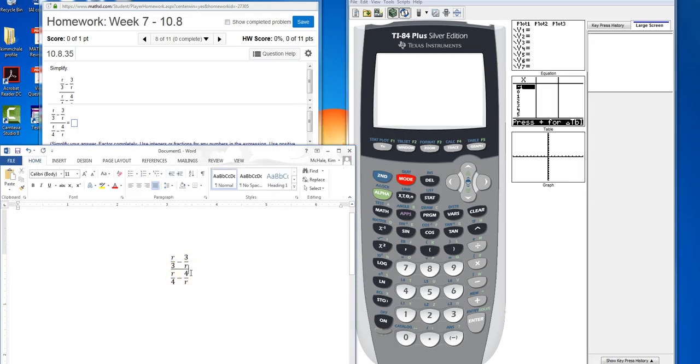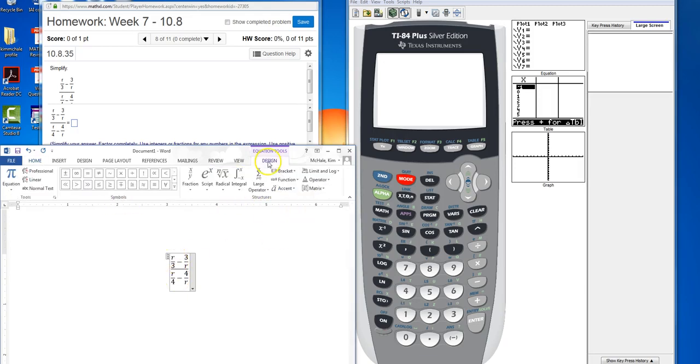And then we're going to use multiplication properties and division properties. So let's start with just the numerator. I'm going to get a common denominator of 3r. So my numerator will have a common denominator of 3r.